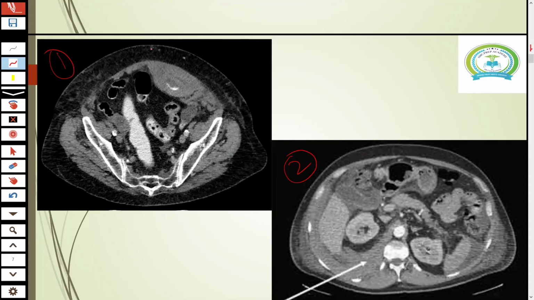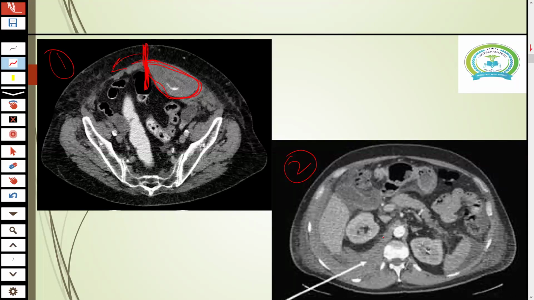Exactly. Here is the rectus sheath. So this is the rectus sheath hematoma. It never crosses the midline. This is the midline, and this is the hematoma. Rectus sheath hematoma never crosses the midline.